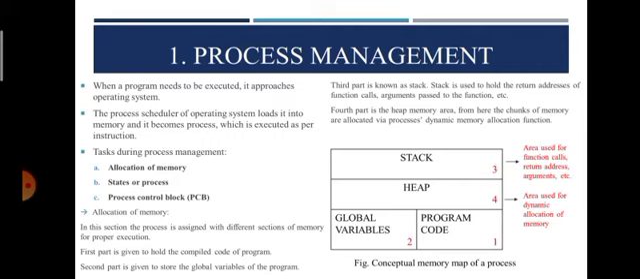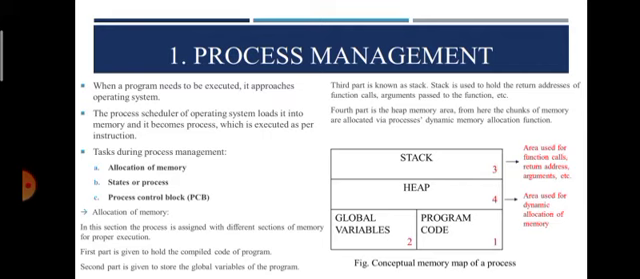So what is the role of process management? The role of process management is that it will load the program into memory and it becomes a process, which is executed as per the instruction. There are different tasks available during process management. They are allocation of memory, states of process and process control block, that is PCB.